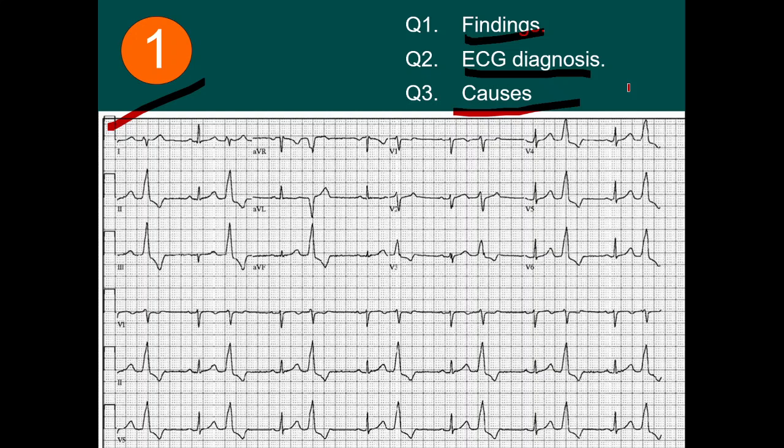We will change to the next slide every 30 seconds. Many times I might ask you to read the ECG. You have to tell the rate, rhythm, those things, and the important finding. Look at these things, and the question is, what are the causes? We will go to the second one.